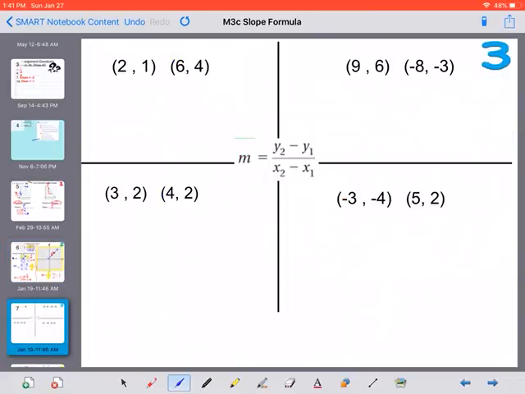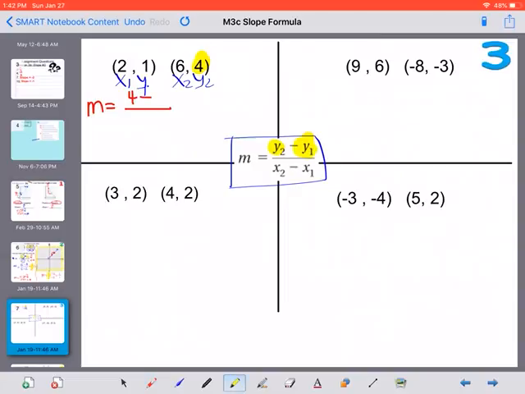Let's practice this on the backside using our slope formula. First thing we always want to do is label our points with x's and y's. So x, y, that's my first point. X, y, that's my second point. So let's plug in what we know. First we're looking for y2. y2 is the number 4. Then we have minus y1, and y1 is the number 1.